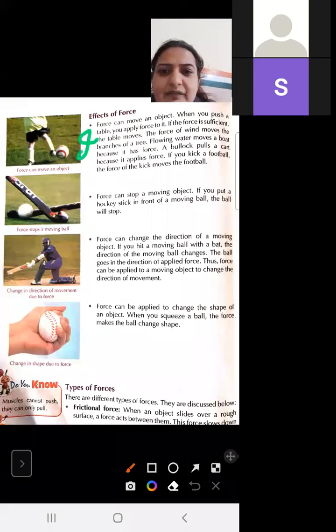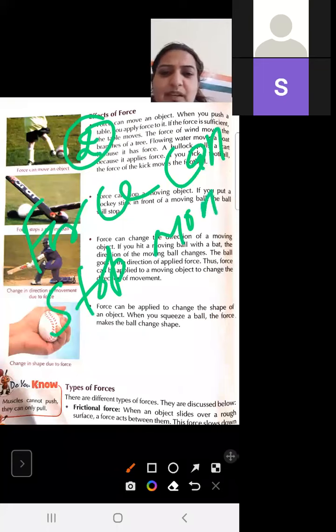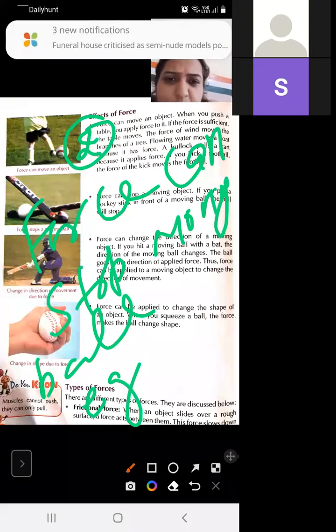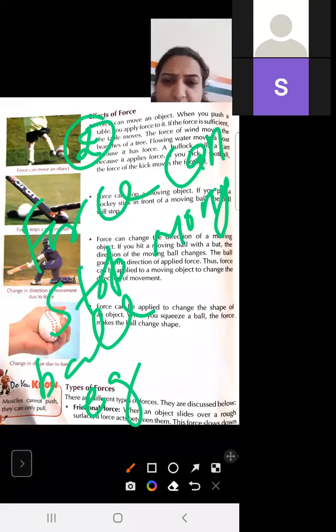And the second effect is force can stop a moving ball. And what is the example of force can stop a moving ball? By hitting the ball with a hockey stick.